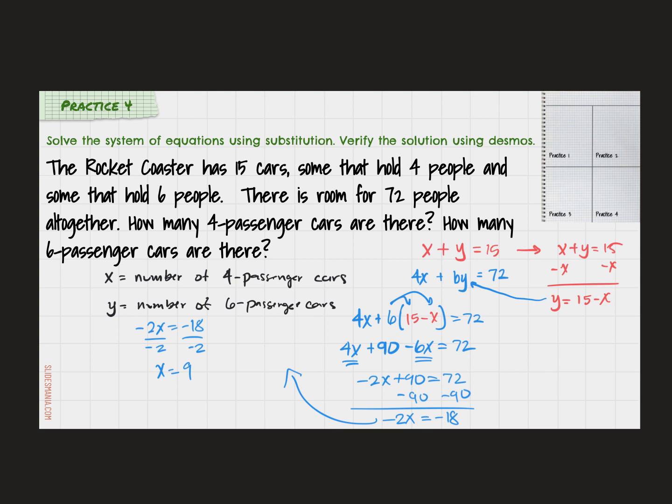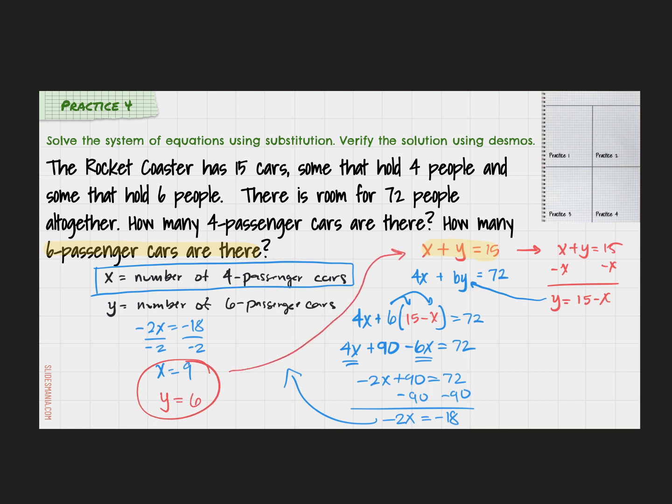So I have found what X is, which is the 4-passenger cars. But that's not what they're asking me this time. They're asking me to find the number of 6-passenger cars. The good thing is that I already know how many I have in total, right? Total number of cars is 15. If 9 of them are 4-passenger cars, then that automatically means that I have 6 left over. That means Y is equal to 6. And I can verify these numbers by substituting them into this equation. 9 plus 6 gives me 15. So we have 6 6-passenger cars.